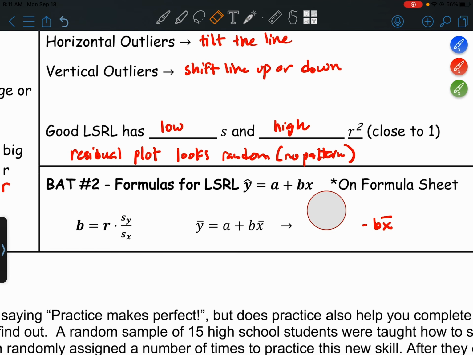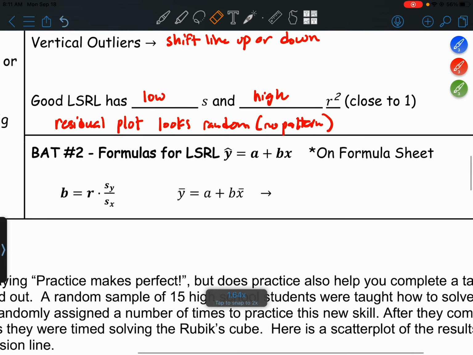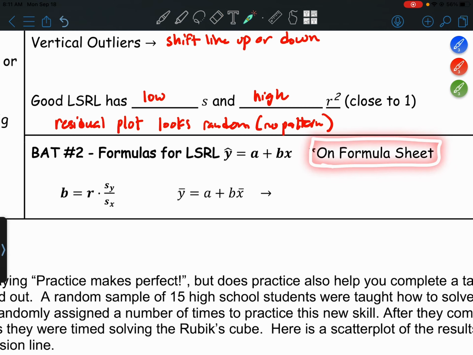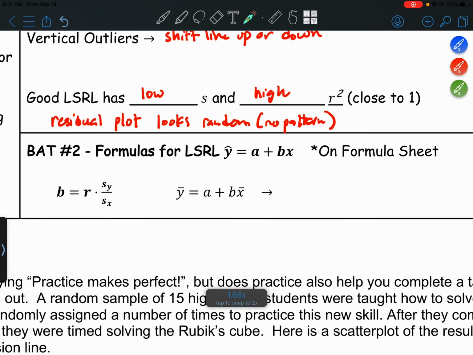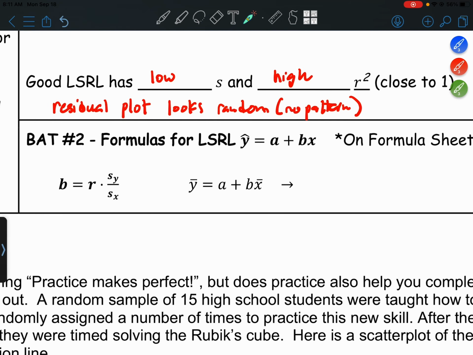The last section in the important ideas is a couple of formulas, which are provided to you on the official College Board formula sheet. These formulas allow you to calculate the slope and intercept without technology, based off of other statistics. To find the slope of the least squares regression line, you can take the correlation and multiply it by the ratio of the standard deviations. To find the intercept, we can use this formula, but rearranged.